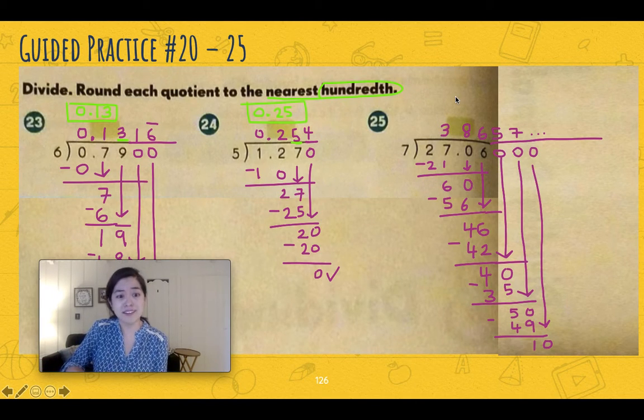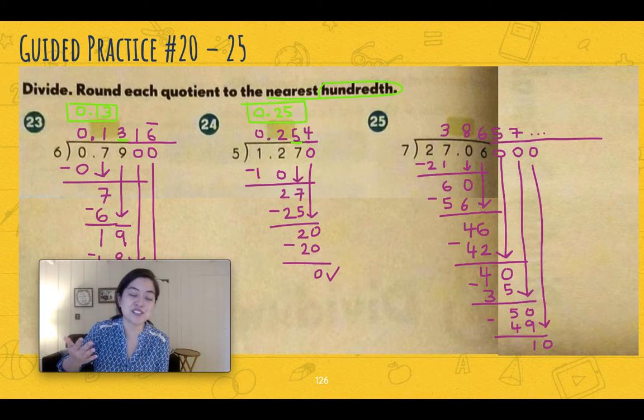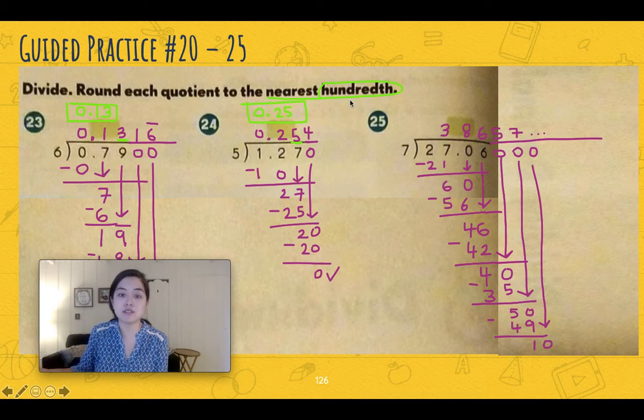You can do it later, I guess, if you're really motivated to see how much you can solve. But for now, because our goal is to round it to the nearest hundredth, I would just recommend stopping once you find the thousands, and then you're good.